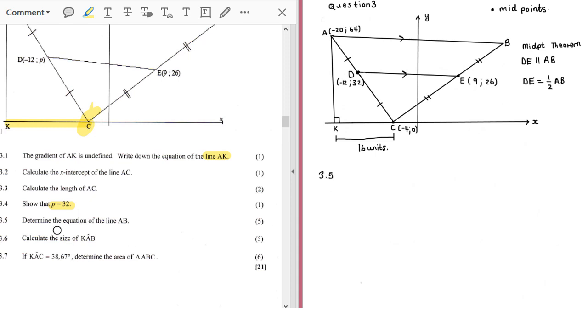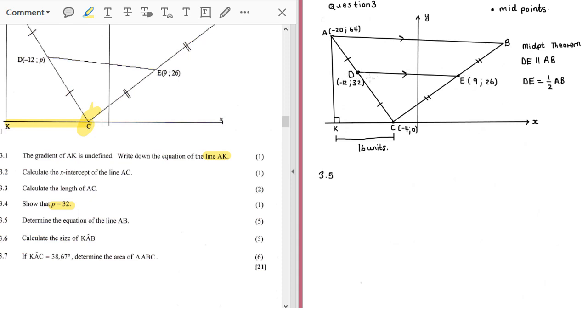On to question 3.5. It says determine the equation of the line AB. So there is a line AB over there. In order to find the equation of the line, we need the gradient of the line, and we've already noted that AB is parallel to DE.